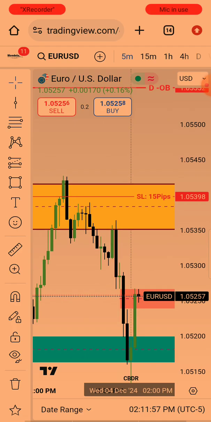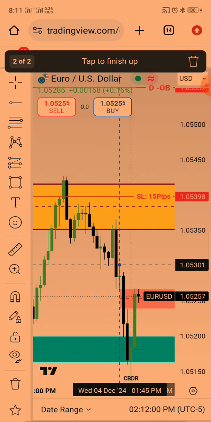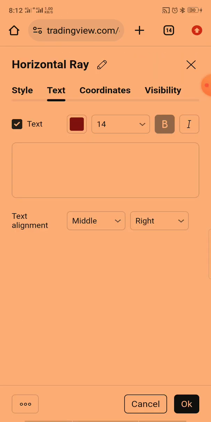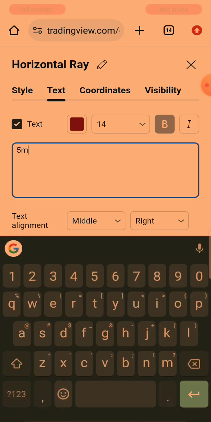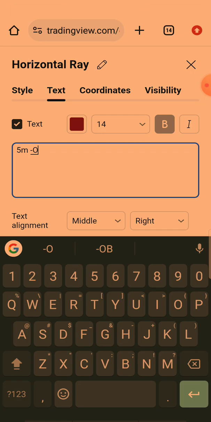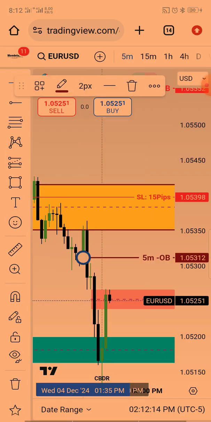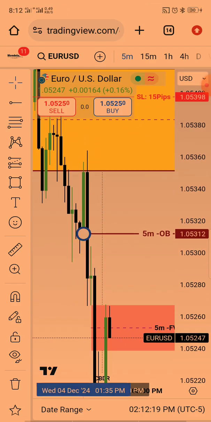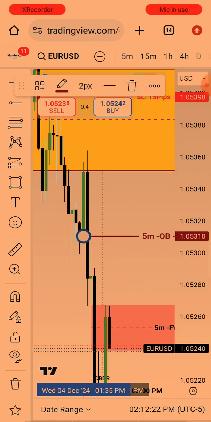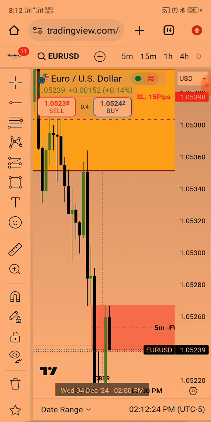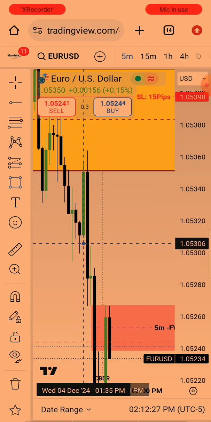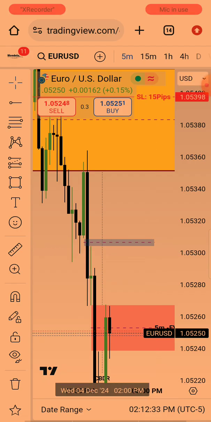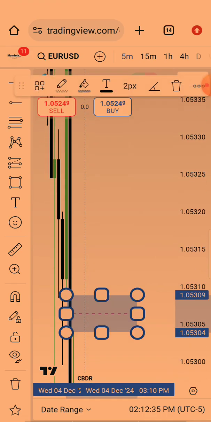This is a 5 minute order block. Let me mark it for you people. This place here is a 5 minute order block, a bearish order block. When you see OB like this, it's order block. So that is a 5 minute order block, and there is another fair value gap there too. Let me mark it out so that you see it. There is a fair value gap there. That is a fair value gap.